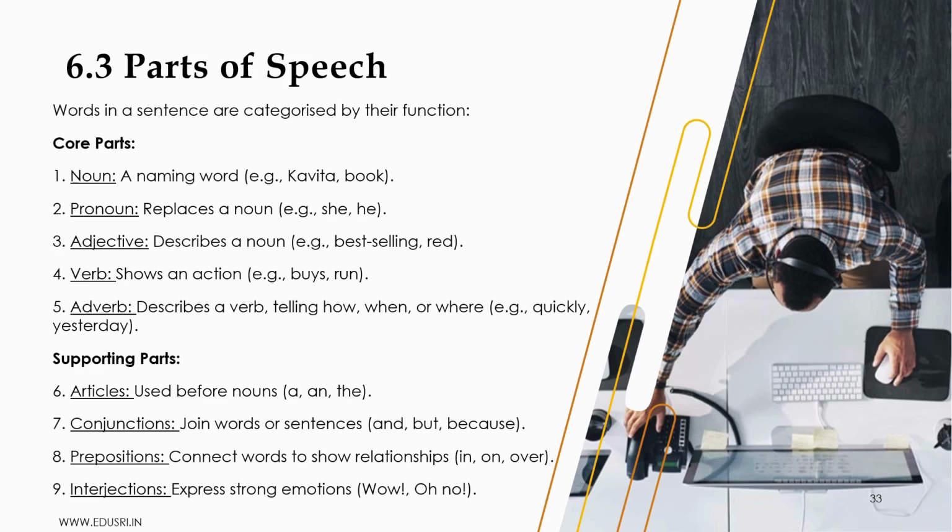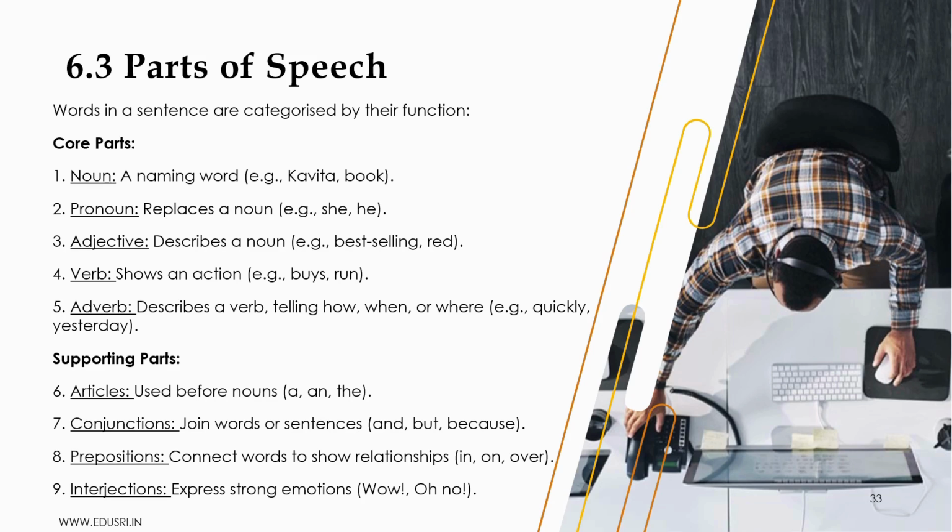An adjective describes a noun, for example, best-selling or red. A verb shows an action, such as buys or run. An adverb describes a verb, telling us how, when, or where something happens, like quickly or yesterday.